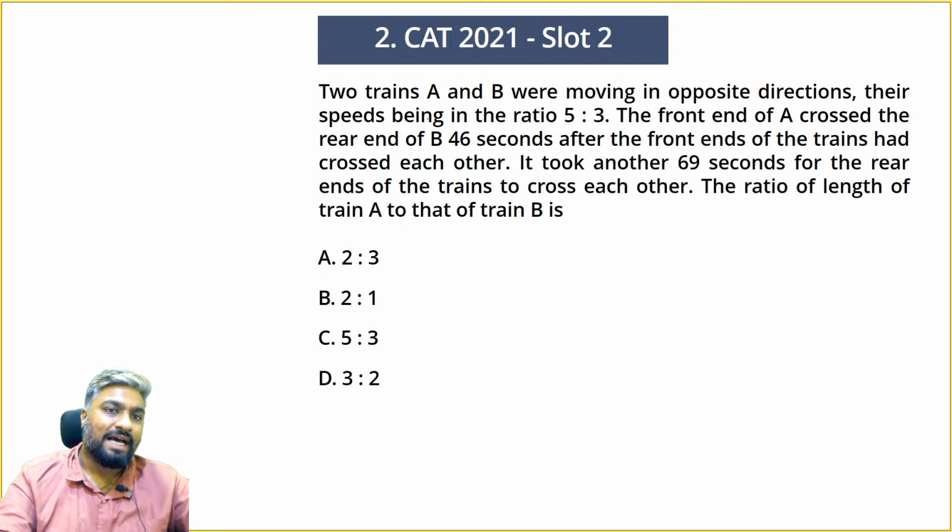Question number 2, last year's second slot. Here we have again based on trains. This time they have not given us the speeds, but they've given us the ratio of the speeds. There are 3 situations given to us. First, front end of A crosses the rear end of B 46 seconds after the front ends have crossed each other. So can we look at this?